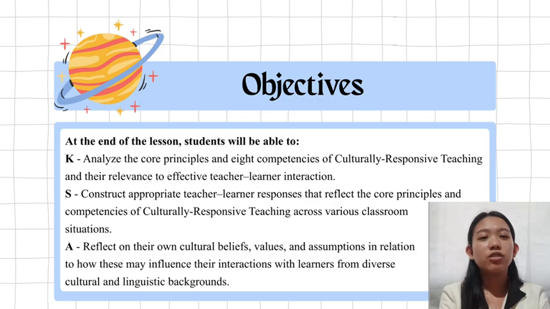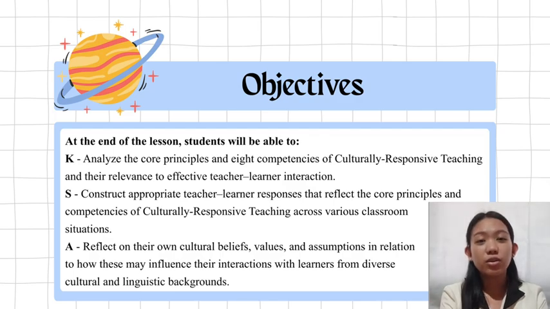At the end of the lesson, students will be able to analyze the core principles and 8 competencies of culturally responsive teaching and their relevance to effective teacher-learner interaction. Construct appropriate teacher-learner responses that reflect the core principles and competencies of culturally responsive teaching across various classroom situations. Reflect on their own cultural beliefs, values, and assumptions in relation to how this may influence their interactions with learners from diverse cultural and linguistic backgrounds. So these objectives will serve as our guide throughout the discussion.